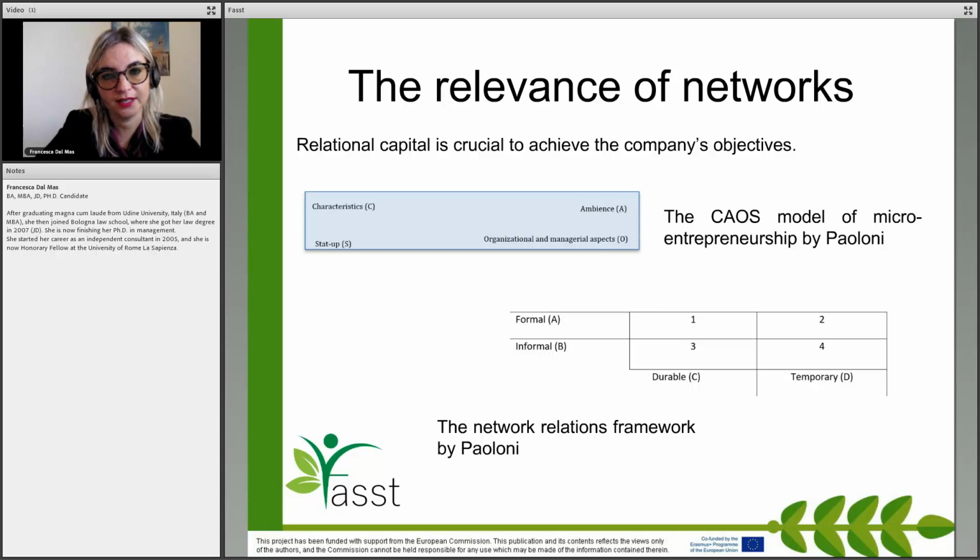Let's think about, for instance, clients. At the very beginning of the business, relationships with clients are probably temporary. Clients come to our firm, come to our farm, and they try our products and our service. And then, if they like the products and the service, so if we are happy with what we do, they will probably come back. So every company should struggle to transform these temporary relationships with clients into durable relationships.